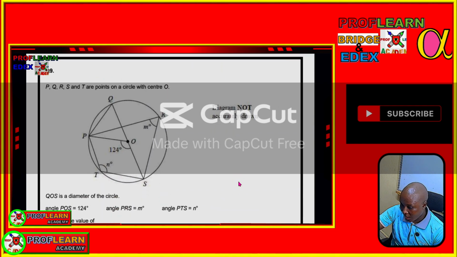Another prominent topic that is likely to be tested is the concept of circle theorem. I can see Wiz is asking whether this is GCSE. This is IGCSE Edexcel.